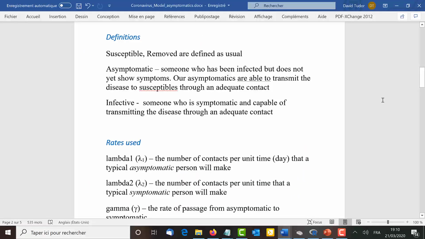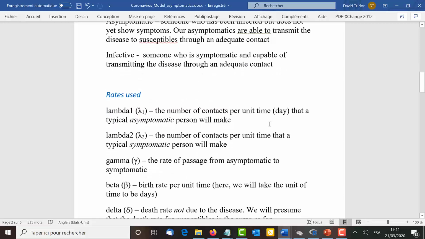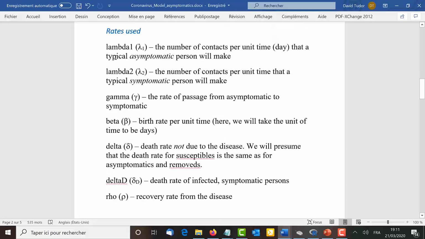As we've seen in the previous videos and in class notes, here we have basic definitions of susceptible and removed. They don't change. Asymptomatics are people who have been infected, but do not yet show symptoms, but they do produce new cases. Infectives, in our model, have to be symptomatic, and they are transmitting the disease until they are removed by containment or recovery. So the rates that we just talked about in the diagram there: lambda 1 is the number of contacts per unit time that a typical asymptomatic person will make. Those are contacts adequate to transmit the disease if the person contacted is susceptible.